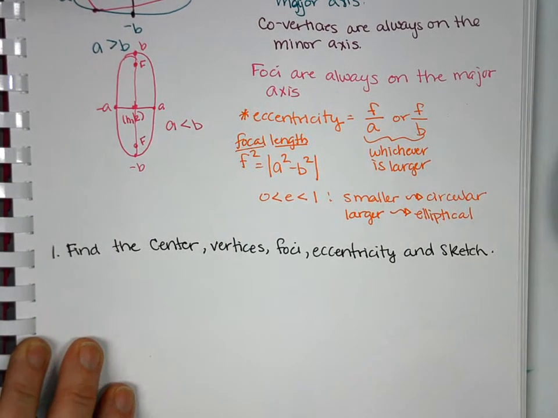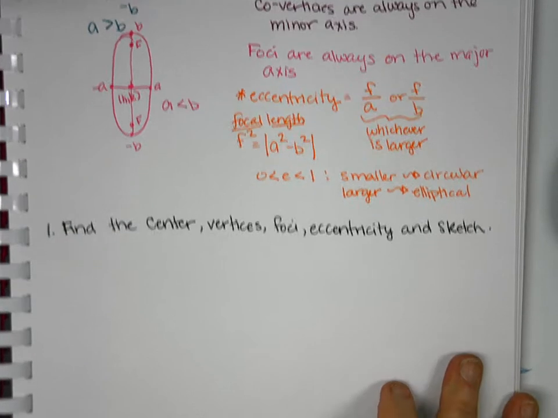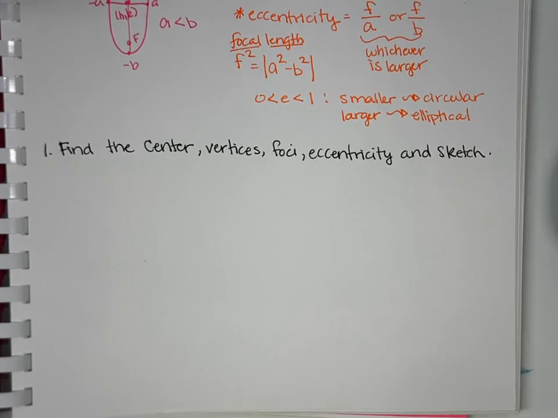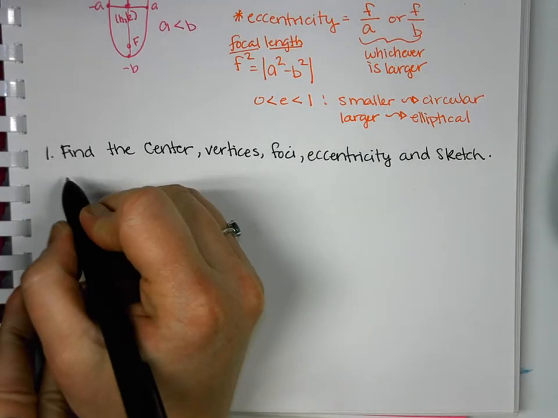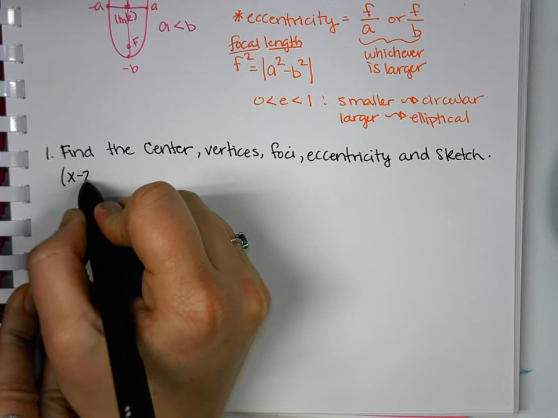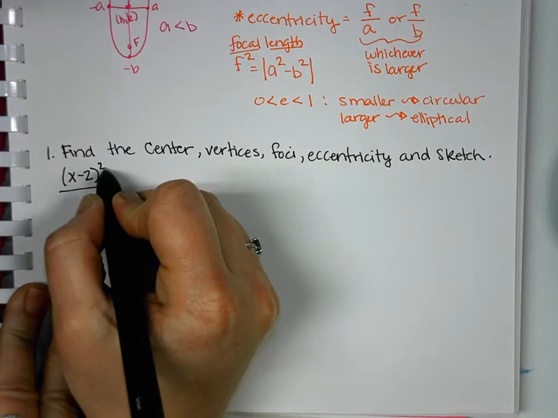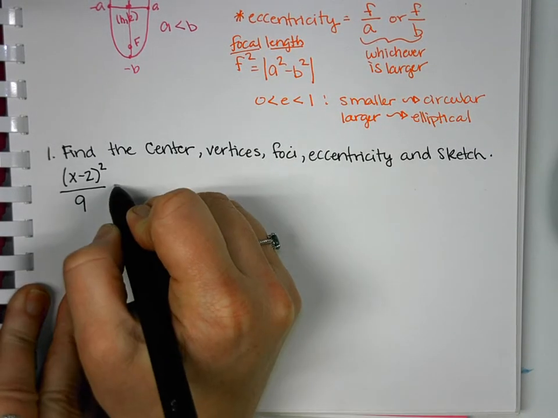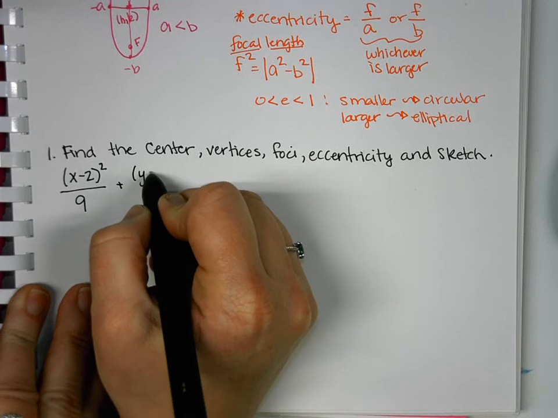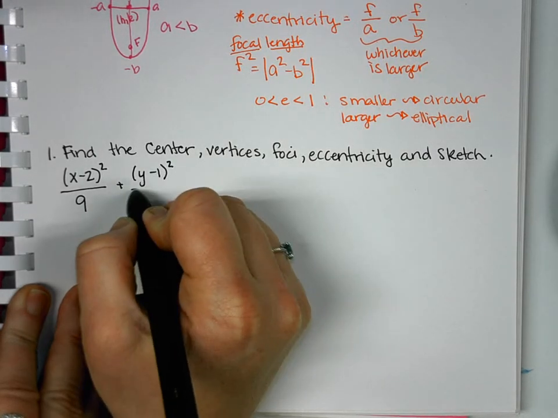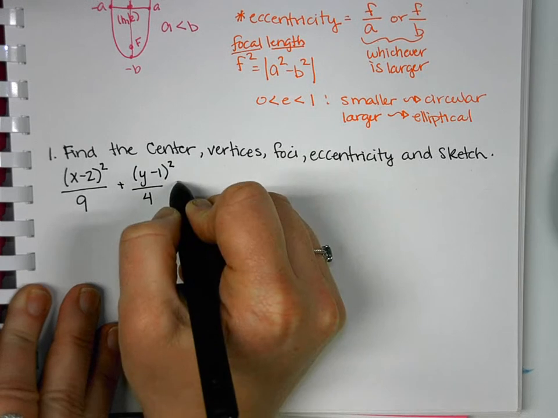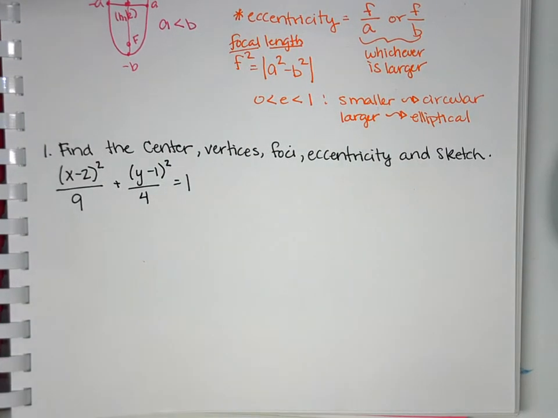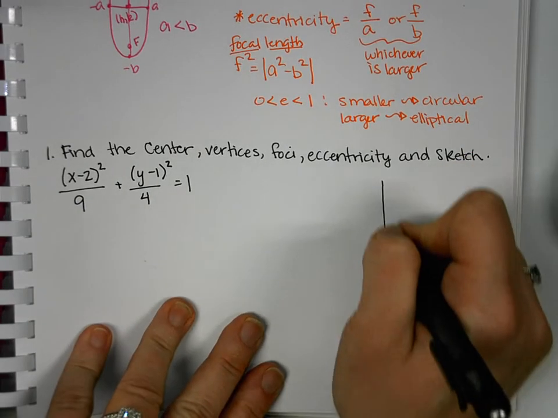Now I know it sounds like a lot, but when you put this into action, it's one of the ones that can go pretty quickly. So our equation: (x minus 2) squared over 9 plus (y minus 1) squared over 4 equals 1. I'm just going to draw my axes over here.